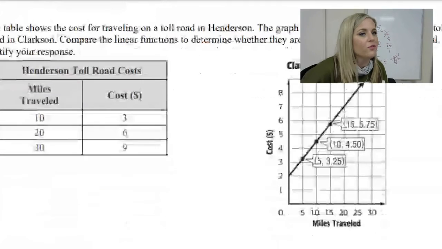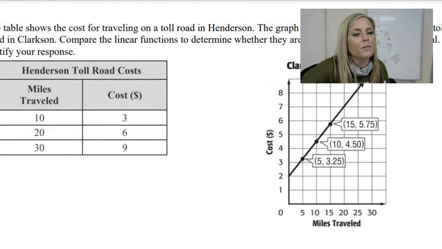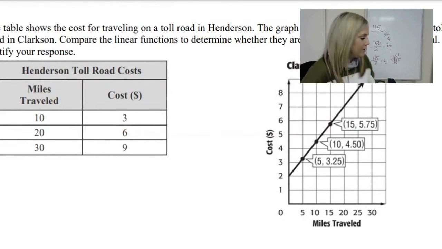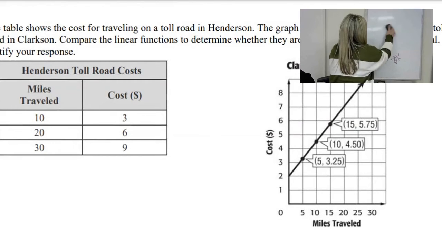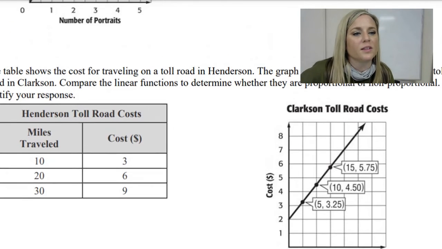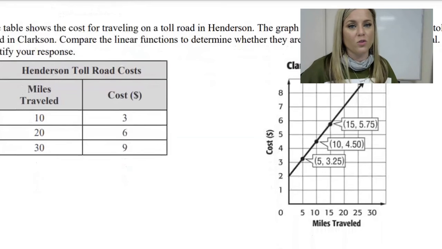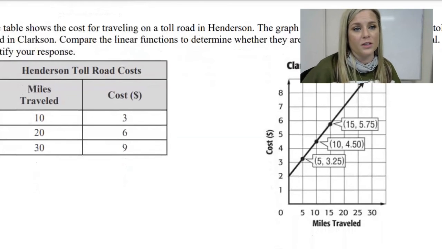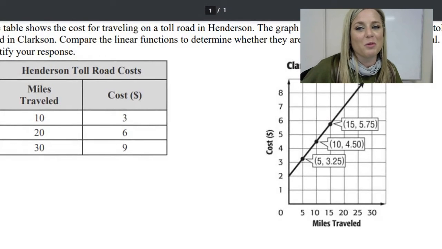And just real quick, if you look at these, we can already see, they want us to say the table shows the cost for traveling on a toll road in Henderson. The graph shows the cost of traveling on a toll road in Clarkston. Compare the linear functions to determine whether they are proportional or non-proportional. Justify your response. So if you look at Clarkston, this is not going through the origin. It starts at 2. This is going to be a non-proportional function.